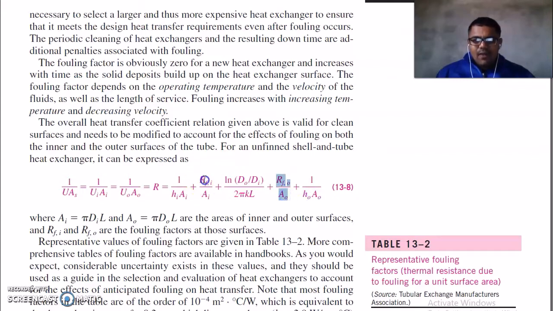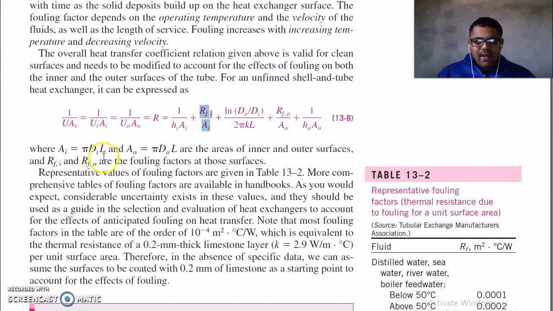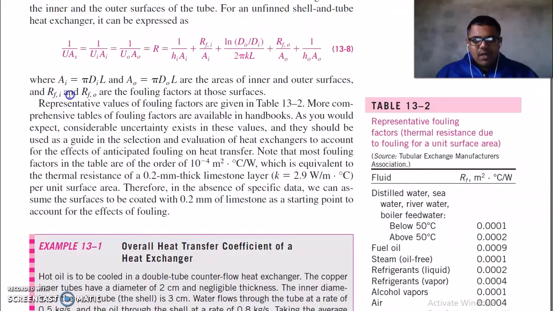So this fouling will act as a resistance in the overall heat transfer, where A_i is equal to pi d_i L and A_o is equal to pi d_o L, the areas of the inner and outer surface, and R_f,i and R_f,o are the fouling factors at those surfaces. These values are given in tables, the most comprehensive tables of fouling factors being in the Weber handbook. As you would expect, considerable uncertainty exists in these values, and they should be used as a guide in the selection and evaluation of heat exchangers to account for the effects of anticipated fouling on heat transfer.